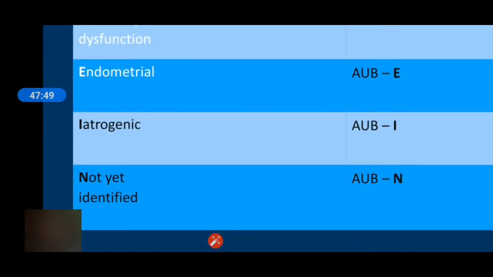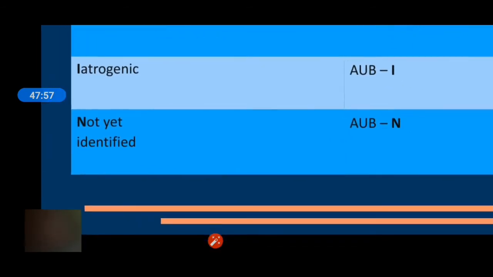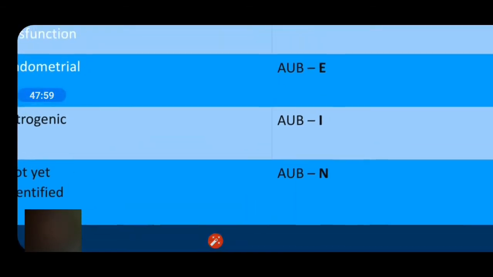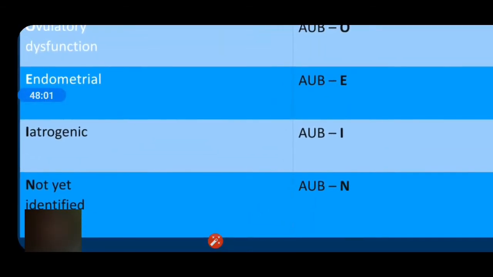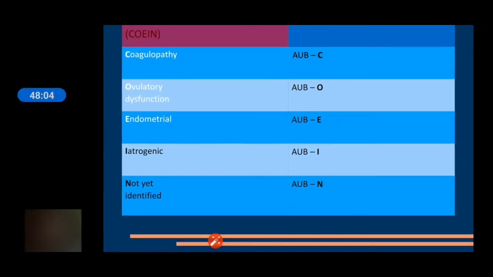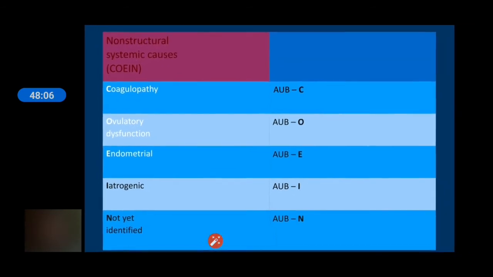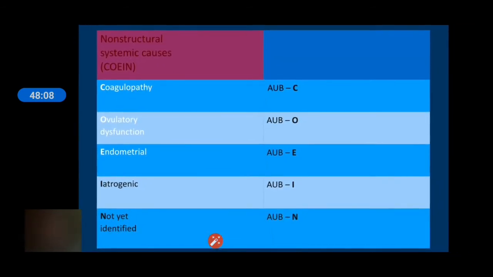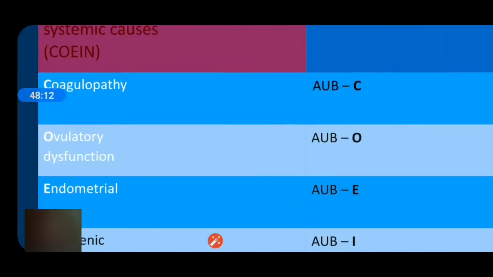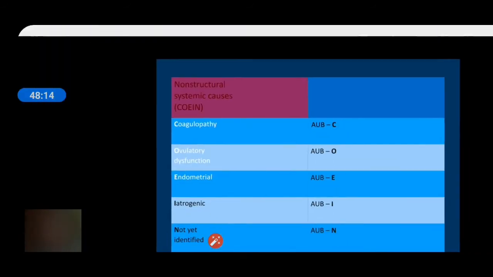Then I for iatrogenic, AUB-I, like any copper T insertion, that is called iatrogenic. And N for not yet identified, AUB-N. Unknown causes which are not yet identified come under the last one, N, AUB-N. So here is the COEIN, which indicates the non-structural systemic causes of AUB.